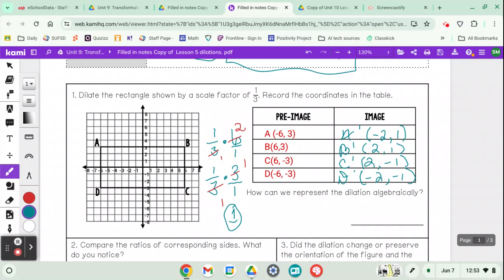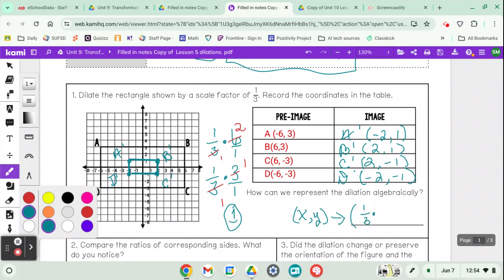Here are the coordinates of my image. So I've now graphed A prime, B prime, C prime, and D prime, and you can clearly tell that our image is smaller than the pre-image. To represent this dilation algebraically, we're going to write that each x, y value became 1/3 times x and 1/3 times y. You could also write it as x over 3 and y over 3, and it would mean the same thing.